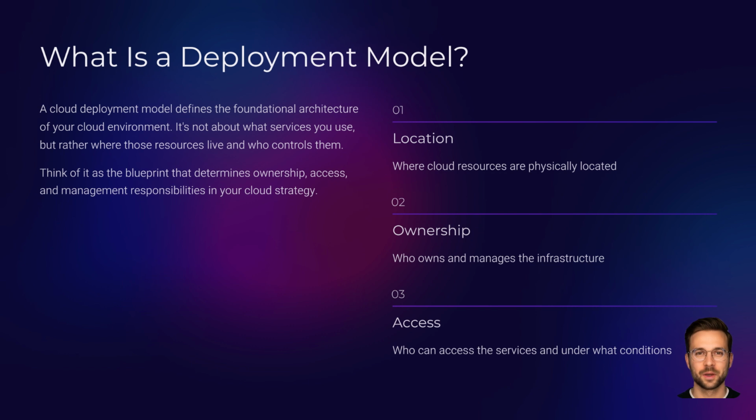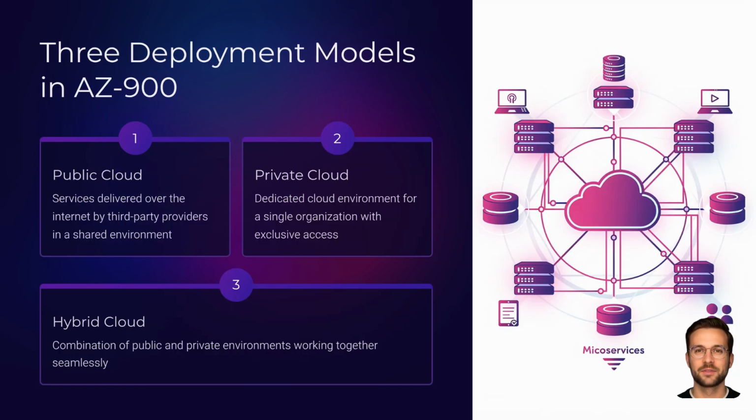A cloud deployment model describes where your cloud resources are located, who owns and manages the infrastructure, and who can access the services. In other words, while service models like IaaS, PaaS, and SaaS describe what type of service you consume, deployment models describe how and where those services are deployed and made available. For the AZ-900 exam, the key deployment models you must know are public cloud, private cloud, and hybrid cloud.